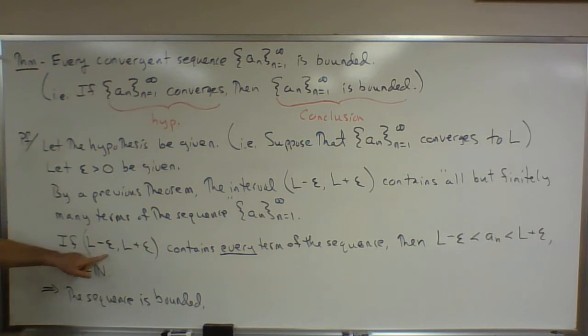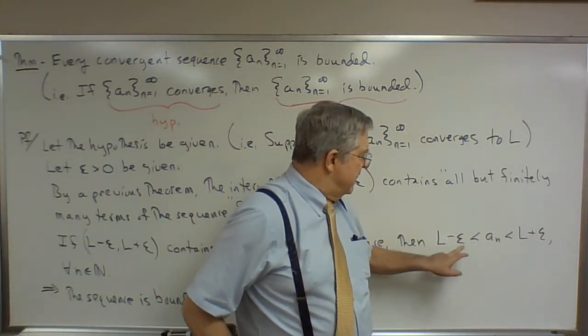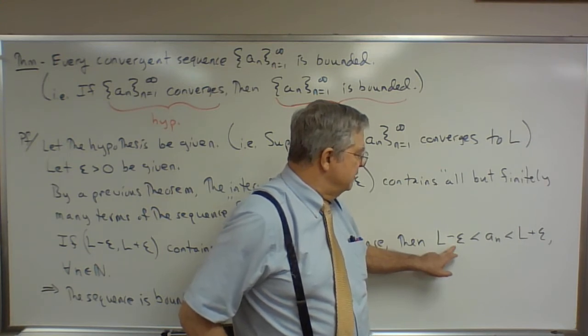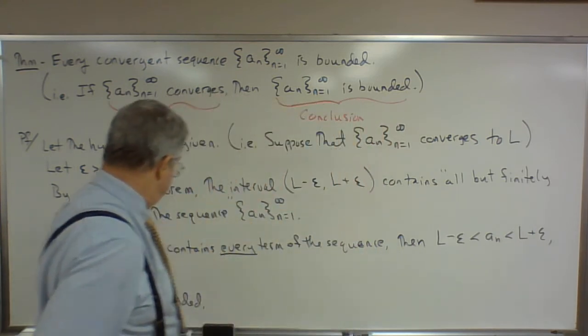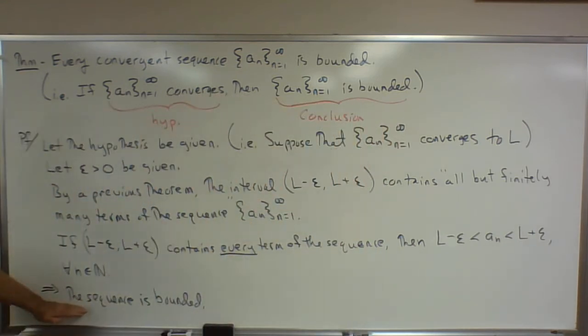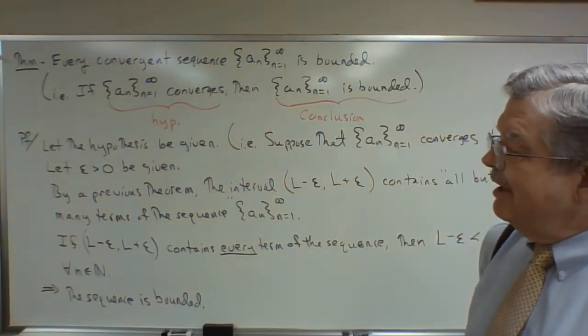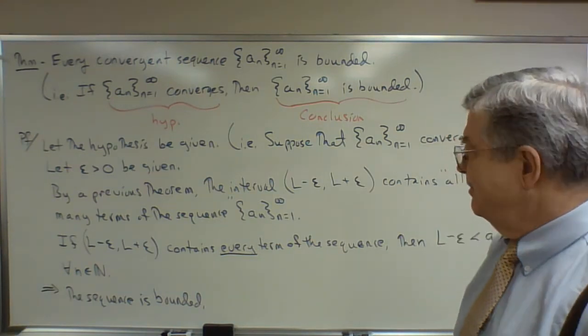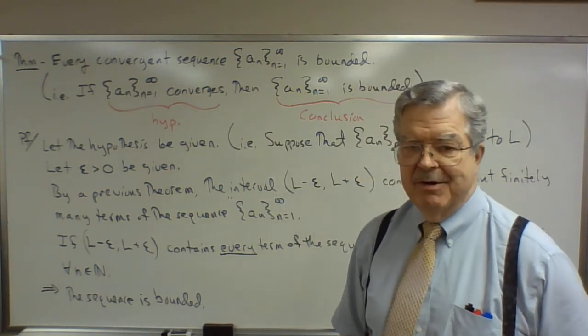So if this interval actually contains every term of the sequence, then every term of the sequence is bounded below by L minus epsilon and bounded above by L plus epsilon. In other words, the sequence is bounded. Now we can look at the other case, where this interval does not contain every term of the sequence.